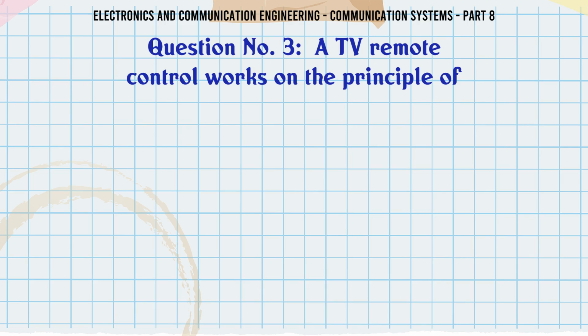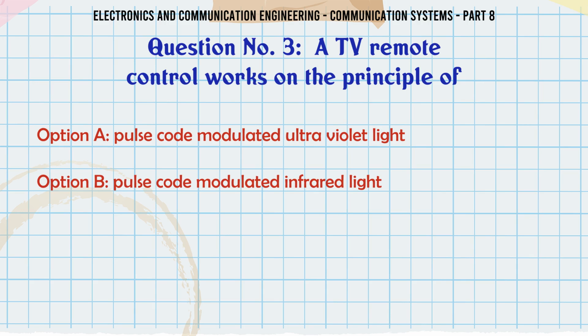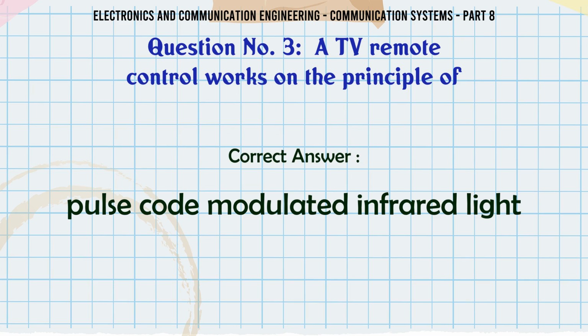A TV remote control works on the principle of A. Pulse code modulated ultraviolet light, B. Pulse code modulated infrared light, C. Demodulation, D. Either A or B. The correct answer is pulse code modulated infrared light.